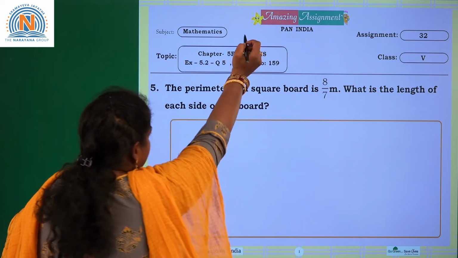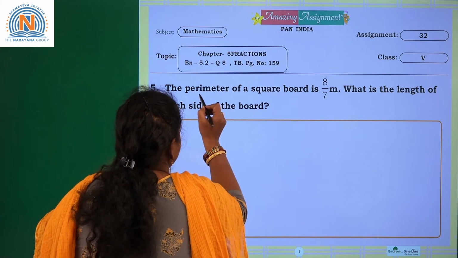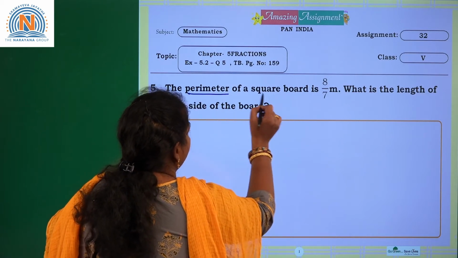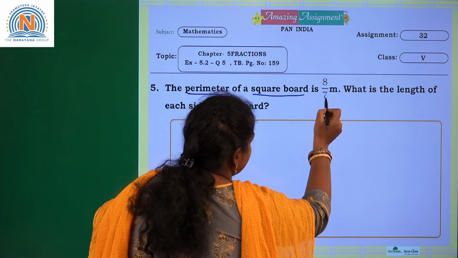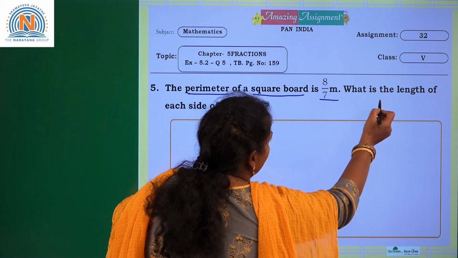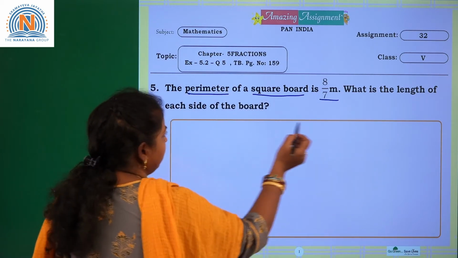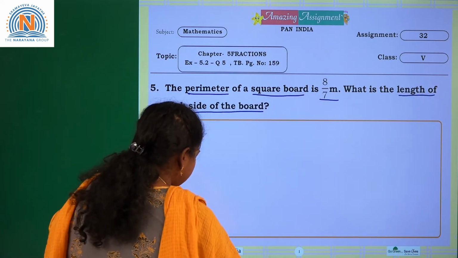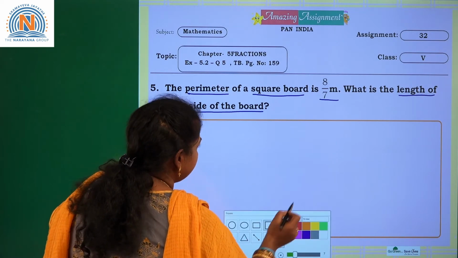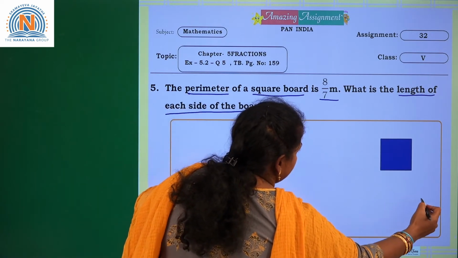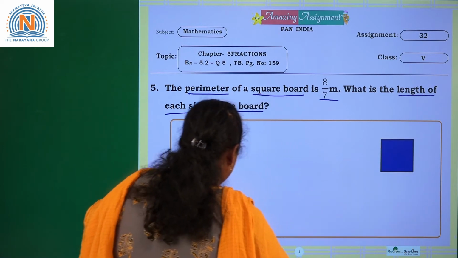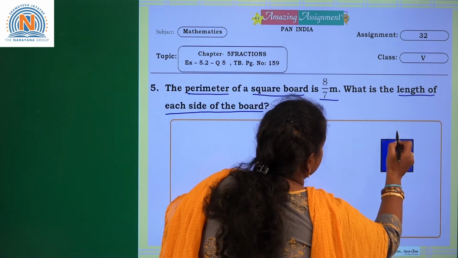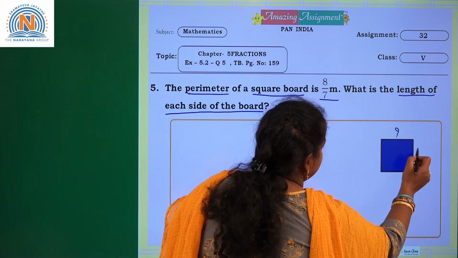At first, identify the key points and the terminology given. See, perimeter of a square board is how much? 8 by 7 meters. What is the length of each side of the board? What do we require? We require a square board's length, the length of each side.